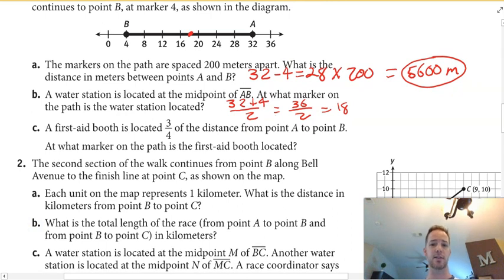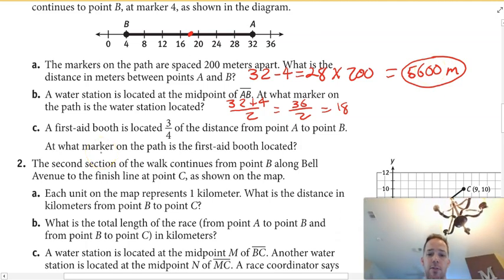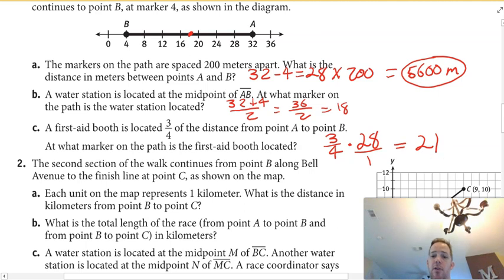So if the total distance is 28 markers away, we could figure out 3/4 of 28. 28 is very easily divisible by 4, so that'd be an easy way. Or you could do 3/4 of the 5,600 meters. It is asking what marker, so I'm going to go ahead and use the markers. So what is 3/4 of 28 markers? We can just do 3/4 of 28. And multiplying fractions ain't no problem. You can do top times top, bottom times bottom. But I also see that 28 is divisible by 4, so I get 7 times 3 equals 21. So 21 markers away from their starting point.